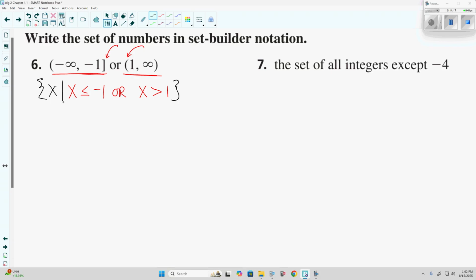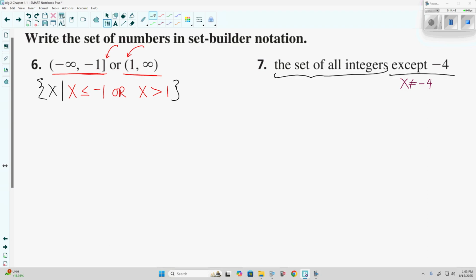The set of all integers except -4. So this here is saying that our set type, our group of numbers that we're talking about, are the integers. And our description says that it is except -4. We have everything but -4, yes? Well, except -4, that means that x cannot equal what? -4.